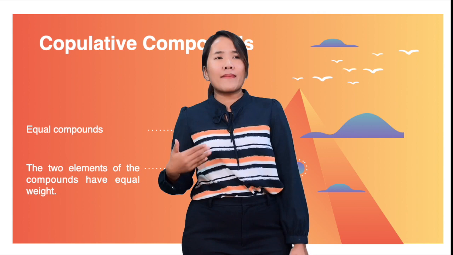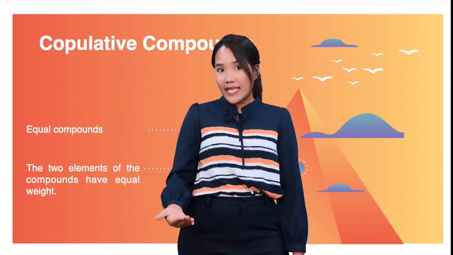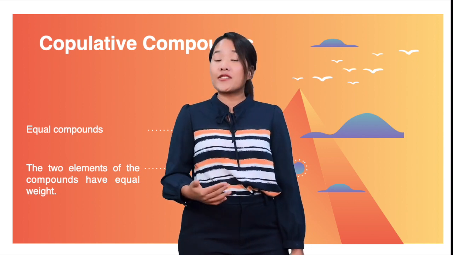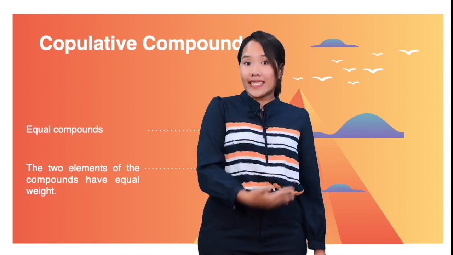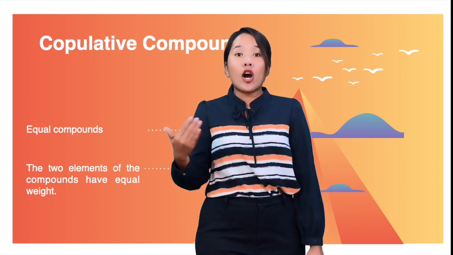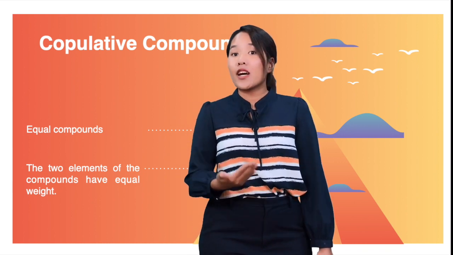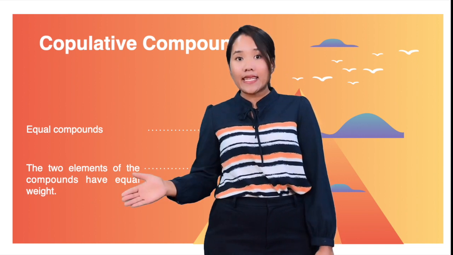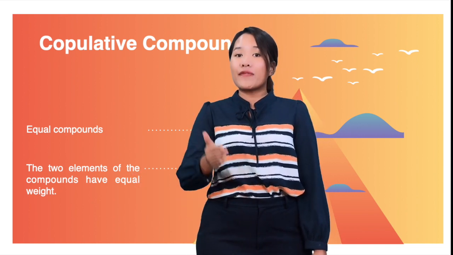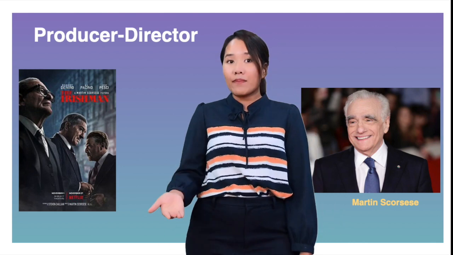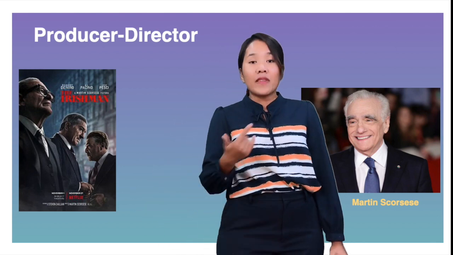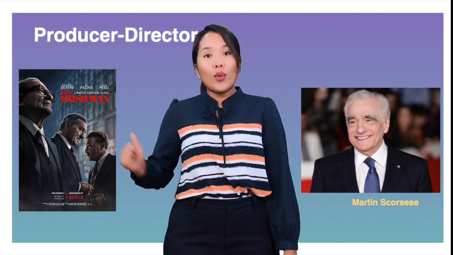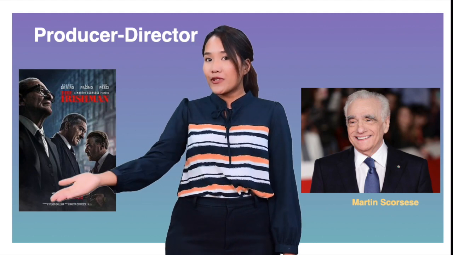Copulative compounds are a bit different from endocentric compounds, which are headed compounds, and totally different from exocentric compounds, which are headless compounds. That is to say, in copulative compounds, the two elements of the compound have equal weight. It means that both elements are heads, and the whole meaning of the compound refers to both of its heads. For example, the compound producer-director refers to a person who is both a producer and a director.